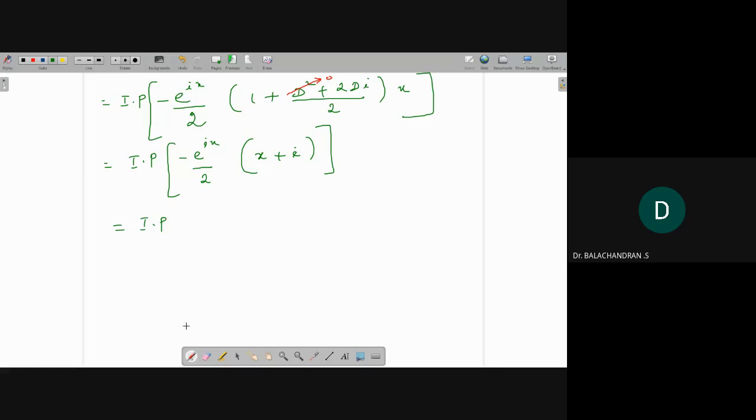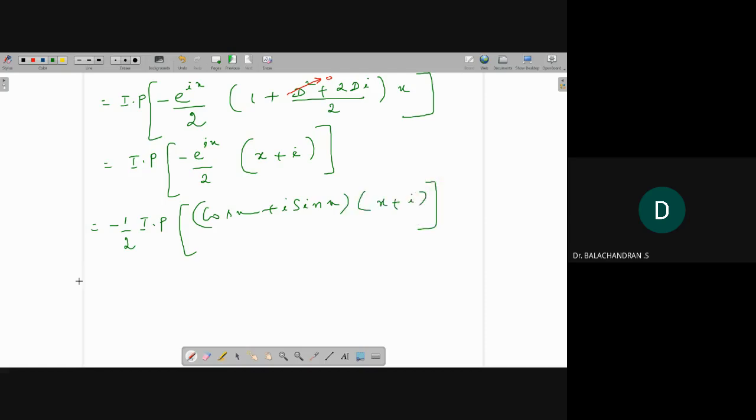This is constant, so minus 1 by 2 is constant. Even I can write minus 1 by 2 here, because we only consider the imaginary part. So e power ix is again cos x plus i sin x, cos x plus i sin x into x plus i.